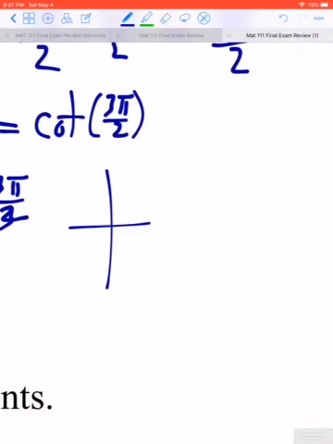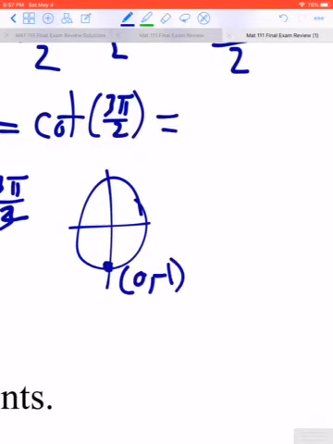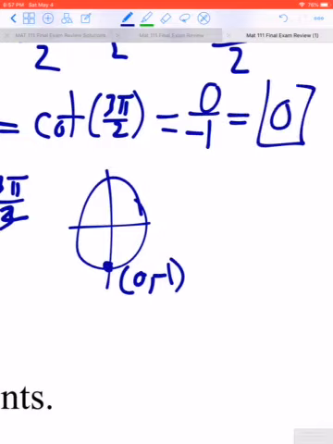That's one of our known points on the unit circle. Again, it's that quadrantal angle that has the point 0, negative 1. The tangent is usually the y over the x. Therefore, the cotangent should be the x over the y, which is going to be 0 over negative 1, which is the value 0.